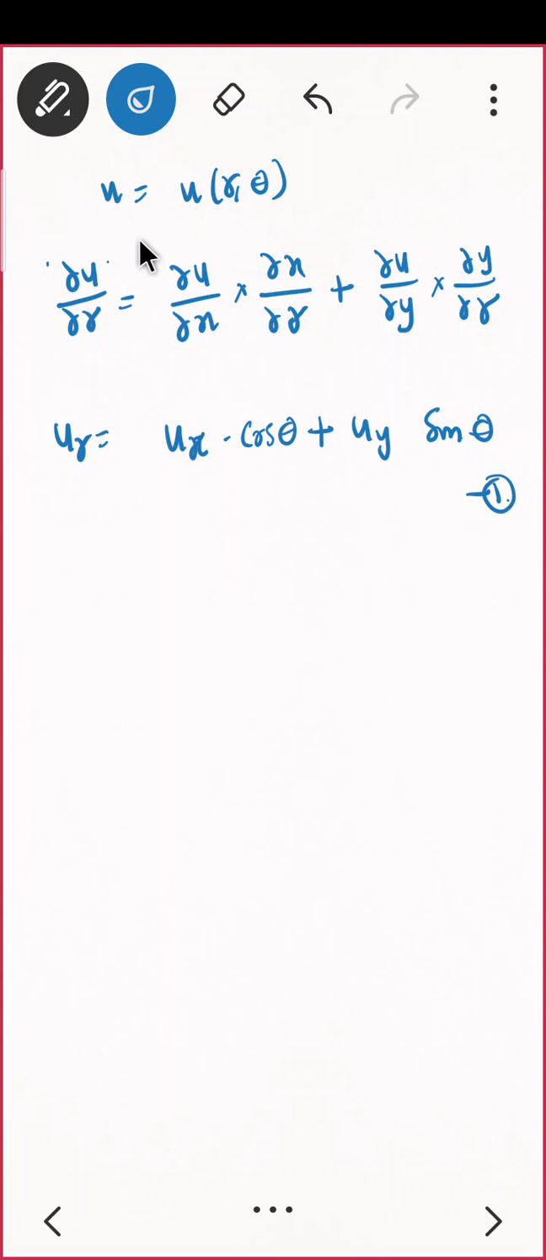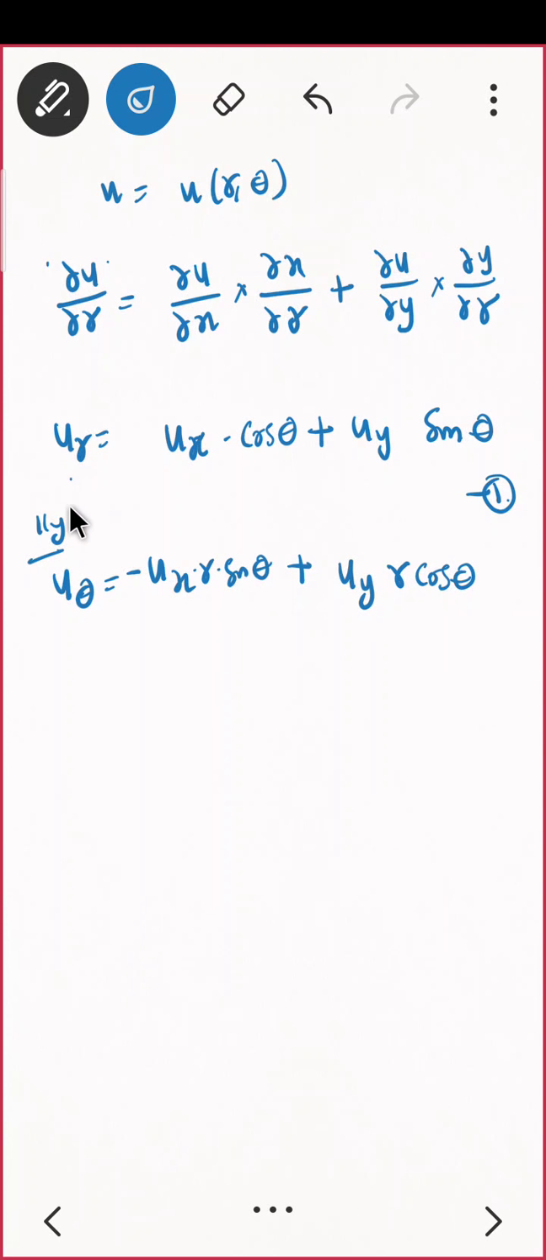Correct? Can I similarly do it for u theta? Similarly, can I say u theta is equal to something? Can you quickly tell me what that will be? It will be ux, and the derivative of x with respect to theta, what is your x? x is r cos theta. So the derivative will be minus r sin theta, correct? Minus r sin theta. Nice. And what about this one? This will be uy, and here r cos theta, correct? Because the derivative of sine is cos. So similarly, you have ur and u theta.